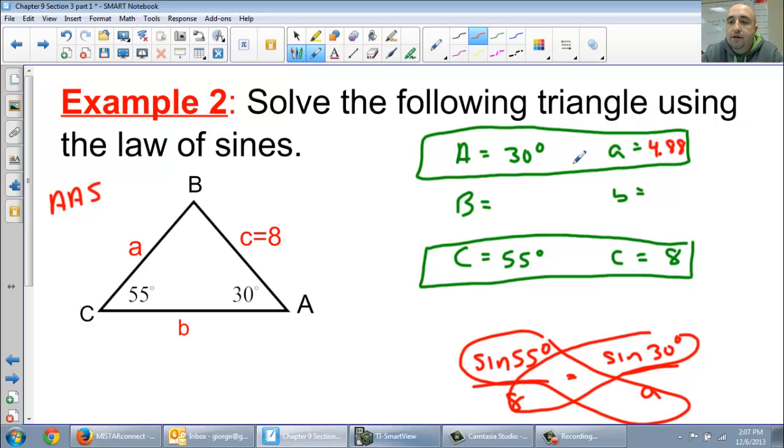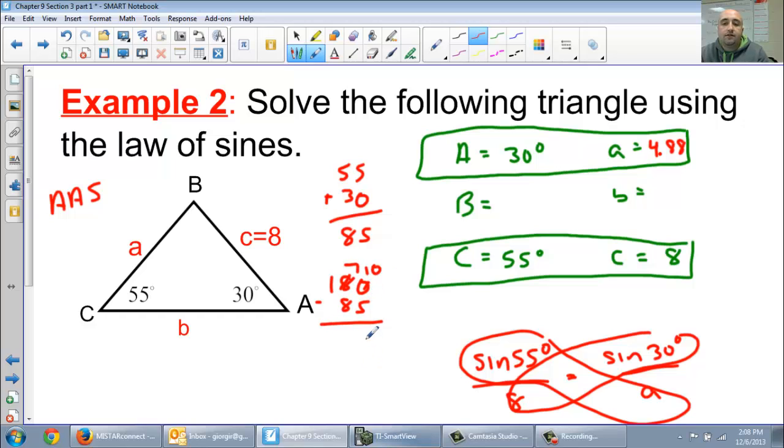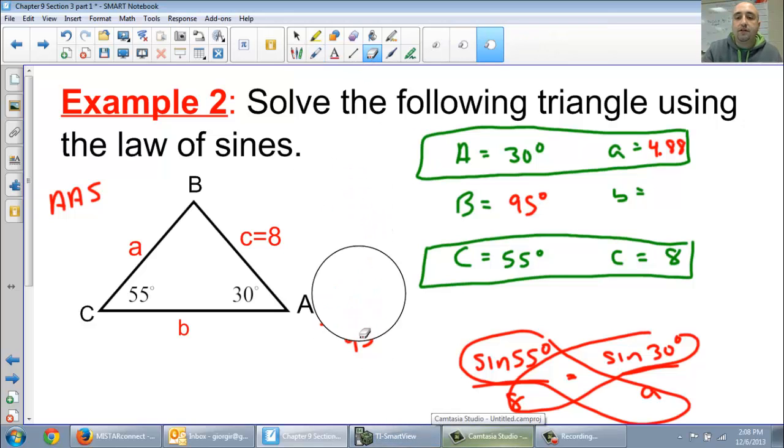All right, now you help me out here. Let's figure out what our third missing angle is. 55 plus 30 is 85. Now 180 take away 85 is what? 7, carry the 1, 5, carry 95 degrees. So our missing angle is 95 degrees. Hopefully you can do that pretty easily.